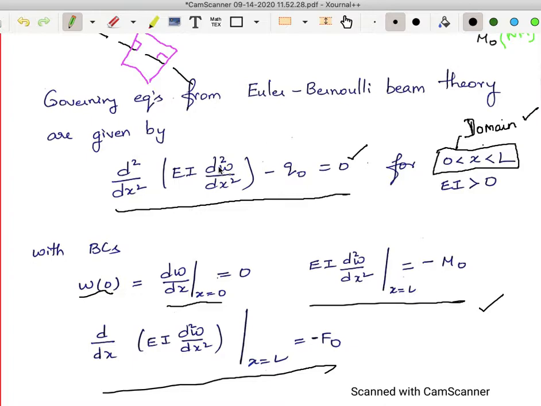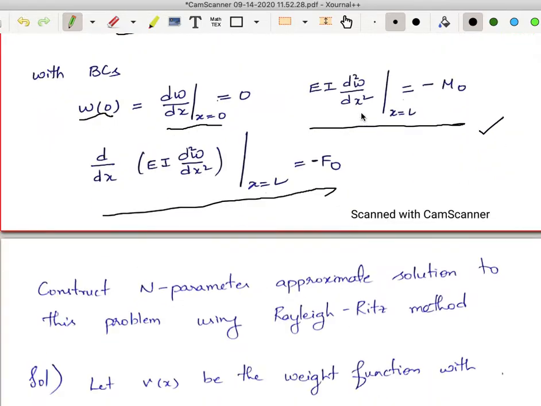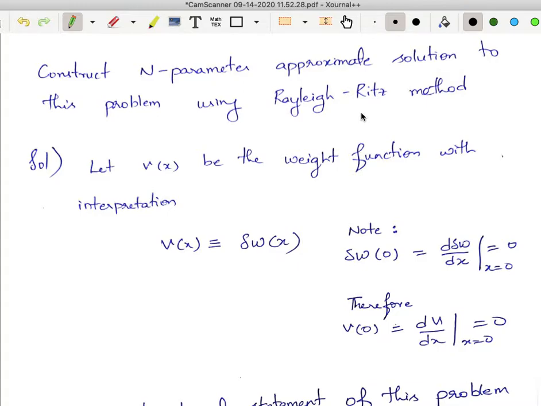Displacement. Okay, so what we want to finally solve for is w of x. This is what we want to obtain. This is the field variable that we are interested in obtaining. So what we are going to do is obtain an approximate solution to this problem using the Rayleigh-Ritz method. We are going to obtain an n parameter approximate solution using the Rayleigh-Ritz method.